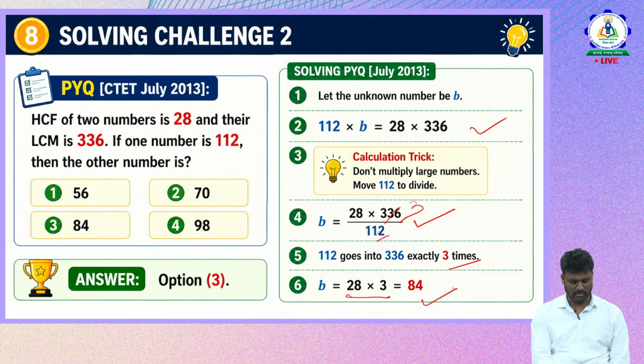So what is the correct answer here? 84. Okay, so that means what is the other number? One number is 112 and the other number is 84. This is the correct option for this question.